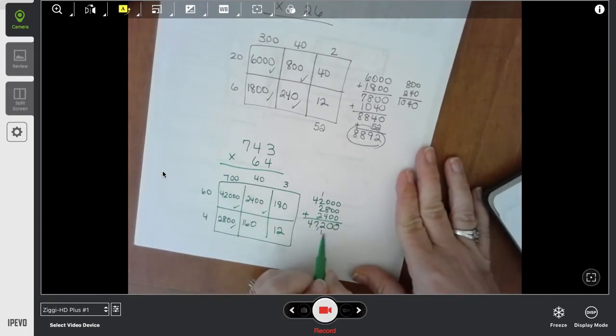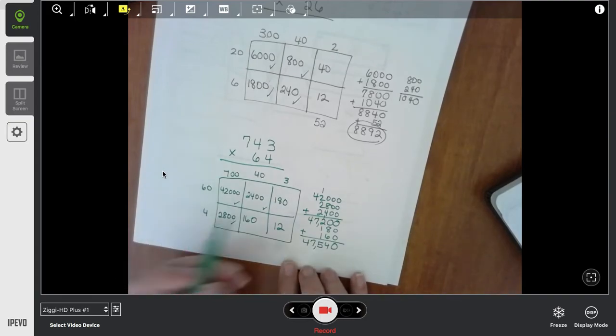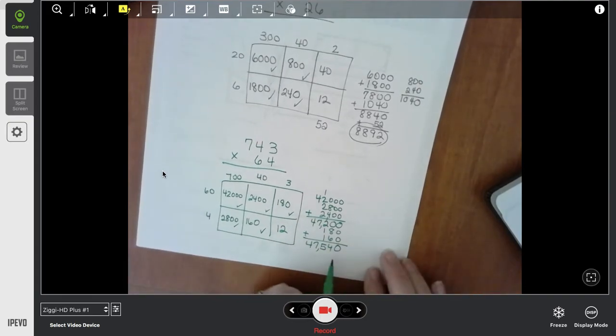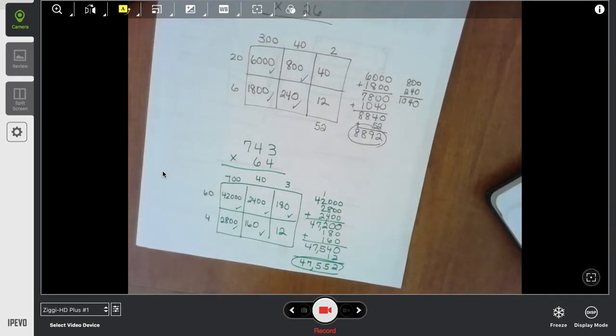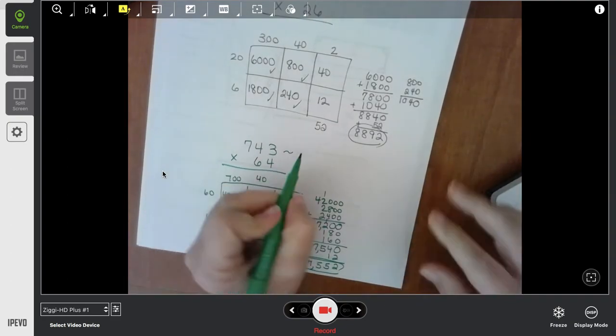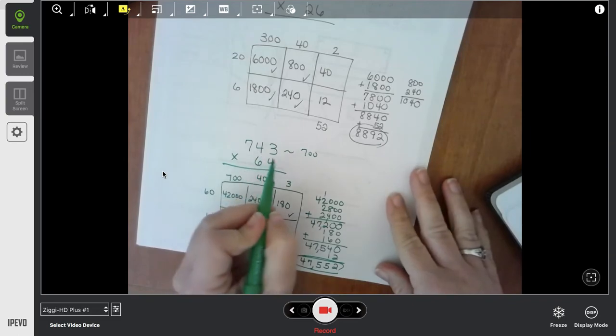So let's put our 180 and 160 together. 47,540. Last but not least, I have my 12. Add that to it. 47,552. Remember, you can always estimate these to see if your answer is reasonable.